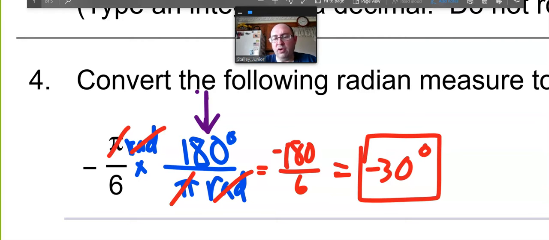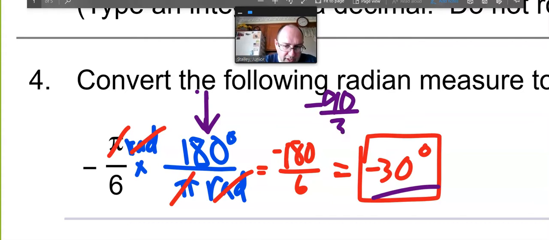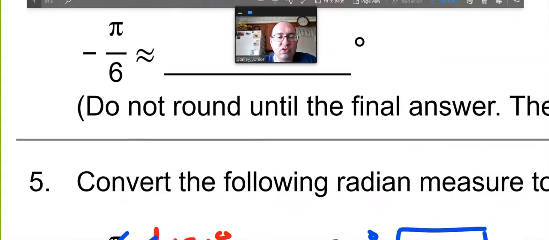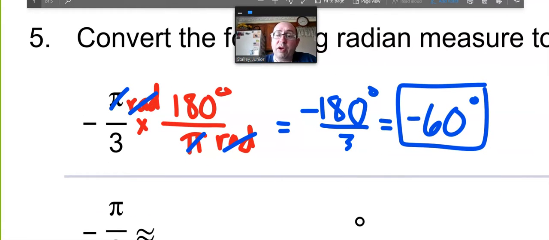6 goes into negative 180 negative 30 times. If you didn't know that, you could have started out with 2 and said, oh, that's negative 90 over 3, and then done your 3 and gotten down to your answer. But that was a much easier one. Negative pi over 3, okay? Once again, multiplying by 180 over pi. The pi's and the radians cancel, and I get negative 180 over 3, which is negative 60.